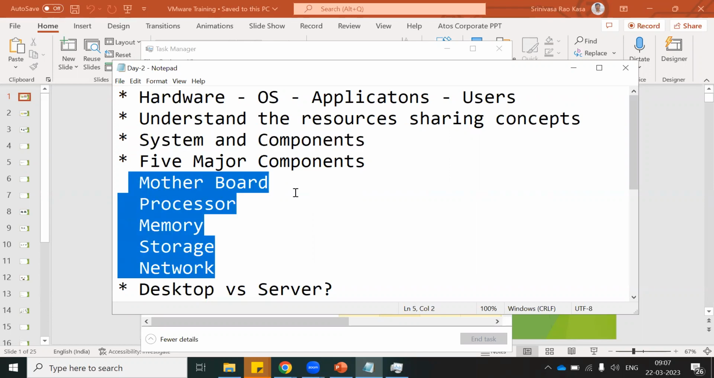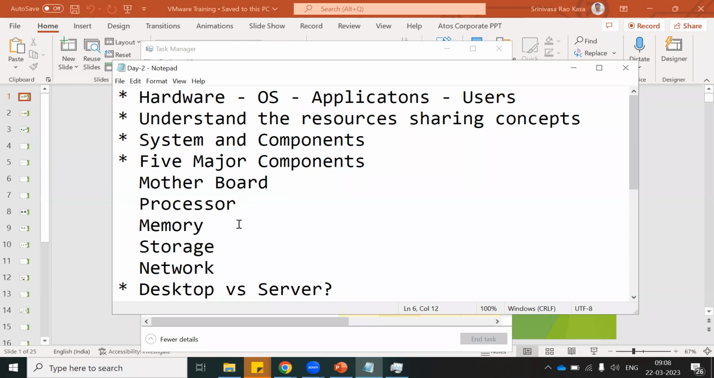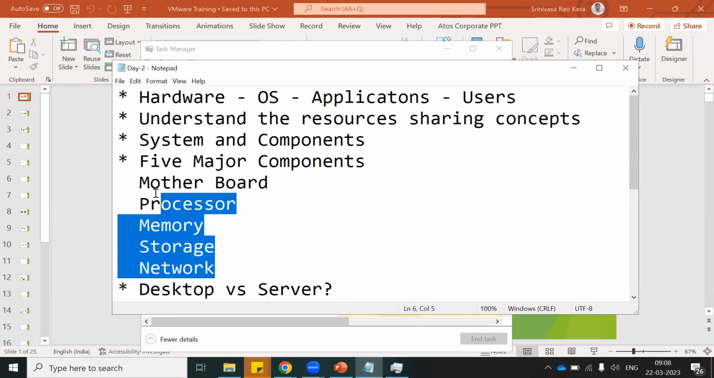The motherboard, the processor, the memory, storage, and network. These 5 components I'm going to consider as a system. Take the example of your laptop, whatever laptop you are using. In the laptop, which you are considering as a system, the motherboard will be there, the processor will be there, memory and storage and network. Without these 5 components, I'm not going to call it a system.